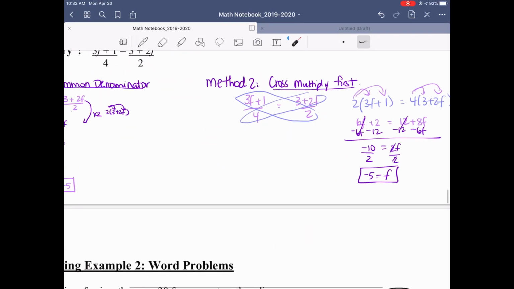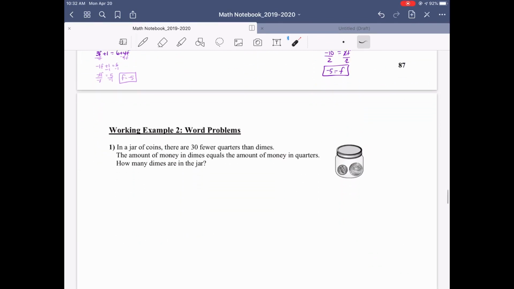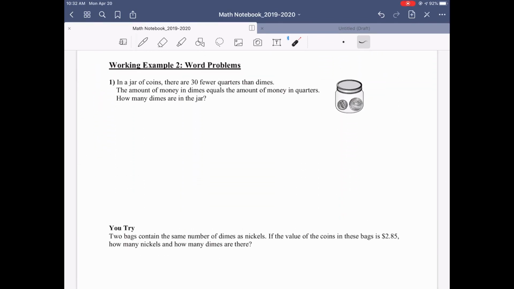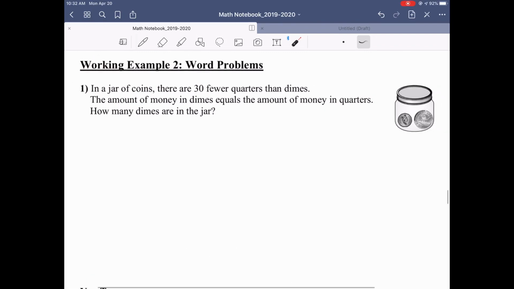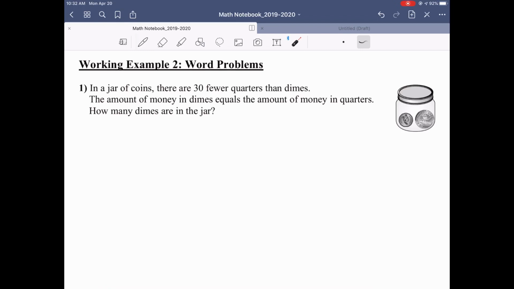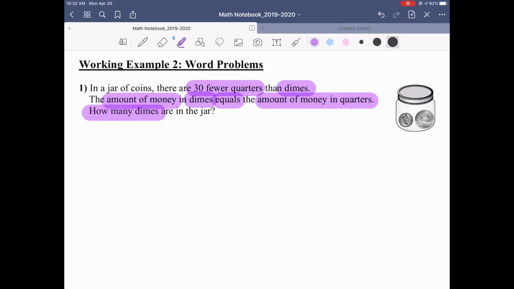Okay, so now we're going to get into solving word problems using these types of equations. So setting up an equation and then solving a word problem. So in this first one here, it says in a jar of coins, there are 30 fewer quarters than dimes. And it says the amount of money in dimes equals the amount of money in quarters. How many dimes are in the jar? So that's what we're trying to find.